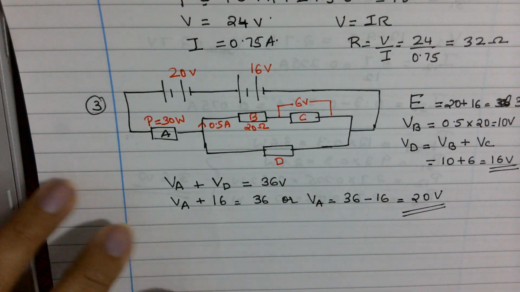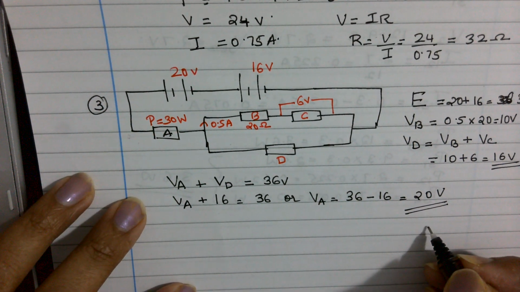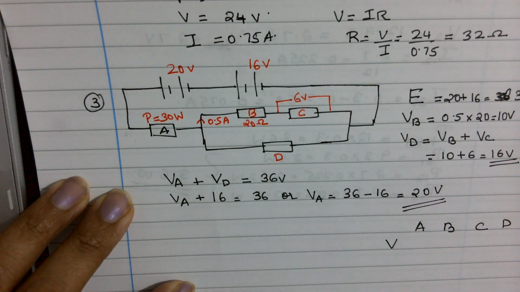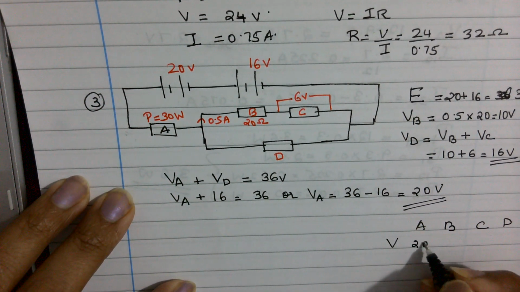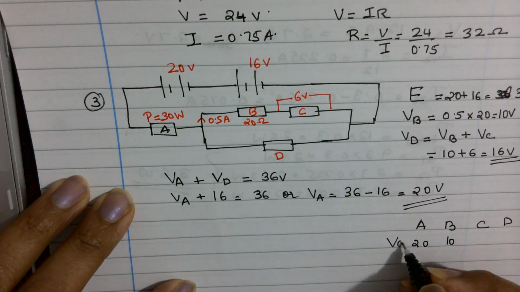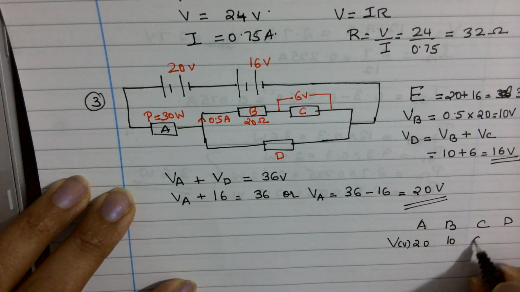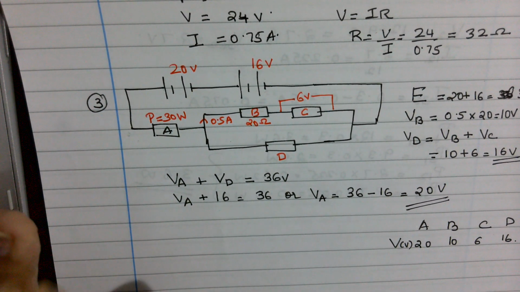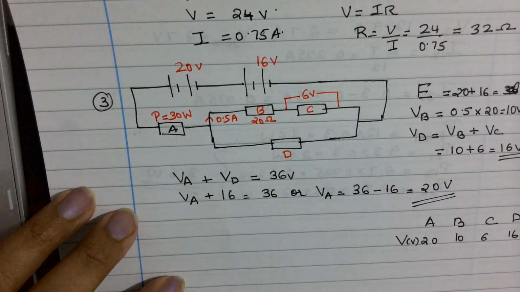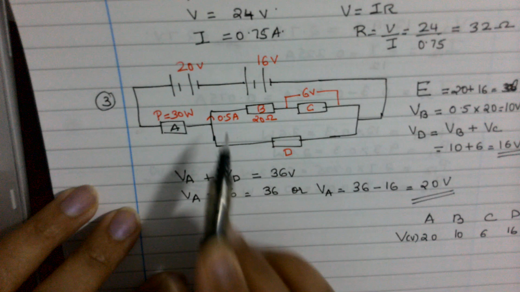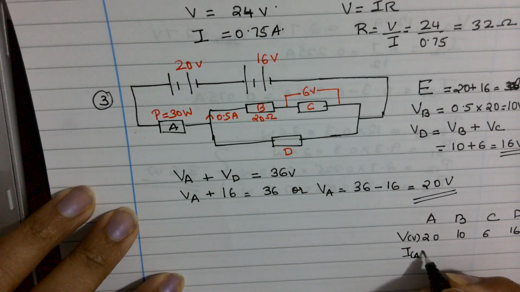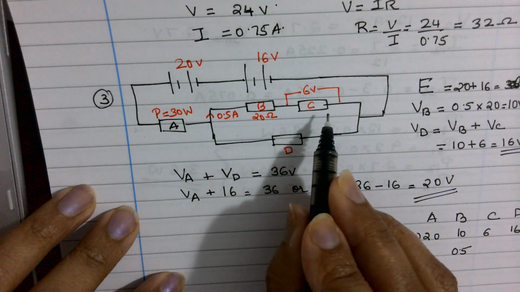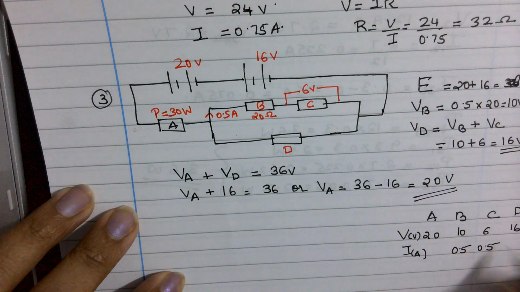So now I think we know the voltages. So again, like last one, if we write A, B, C and D, and look for their voltages, VA was 20, VB was 10, C was 6 volt given to us, and D we figured out as 16 volt. Now we know the current. The current that flows through B is 0.5 amps. Same current should flow through C because they are in series.